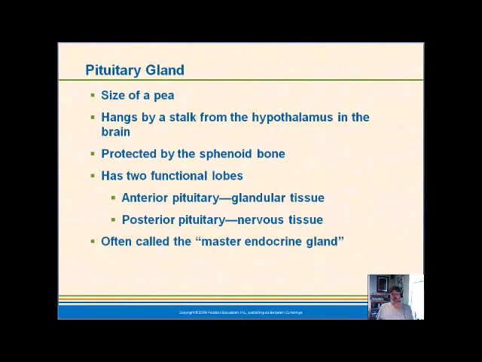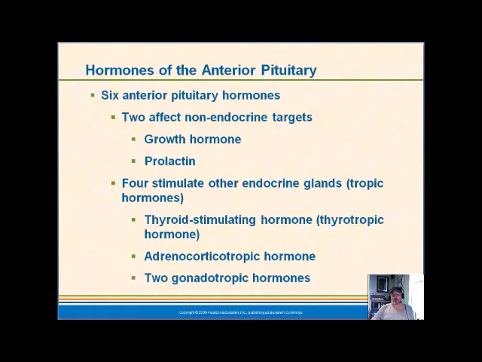So the first gland that we're going to talk about is the pituitary gland. It's about the size of a pea, and it hangs by a stalk in the hypothalamus by a structure called the infundibulum, although you don't need to know that. It is well protected by the sphenoid bone, and it has two functional lobes. It has the anterior pituitary, which is actual glandular tissue, and then the posterior pituitary, which has nervous tissue, which releases hormones, basically neurotransmitters, into that part of the gland for release later on. This is often called the master gland of the endocrine system.